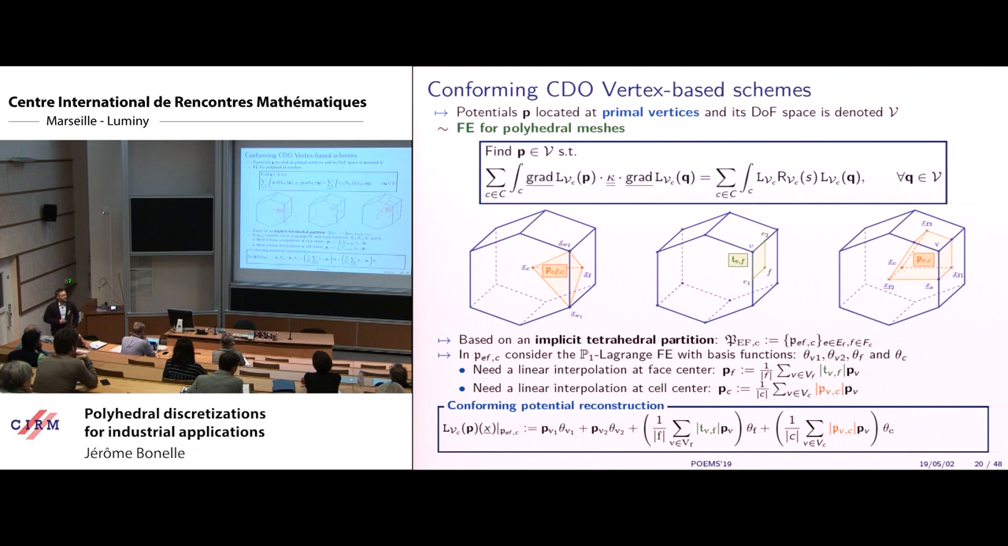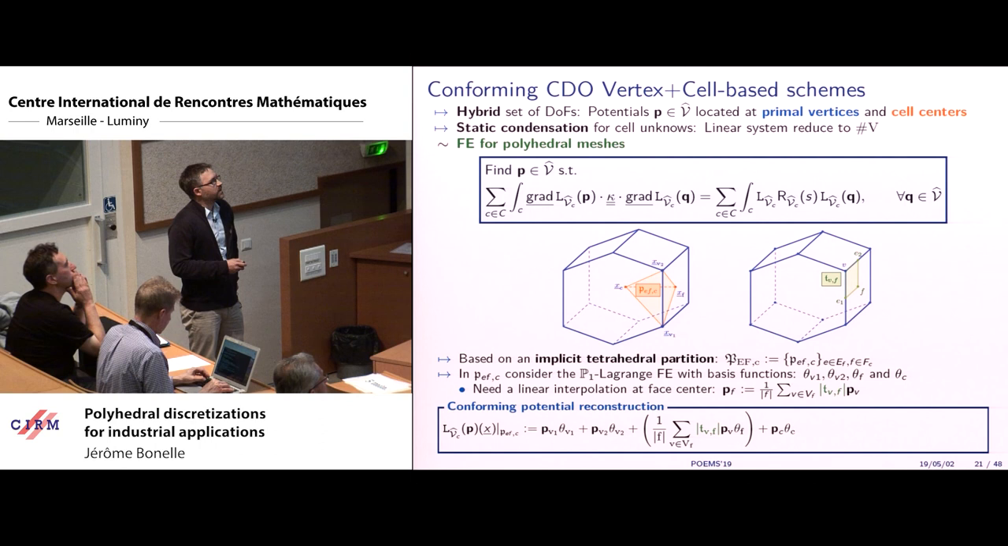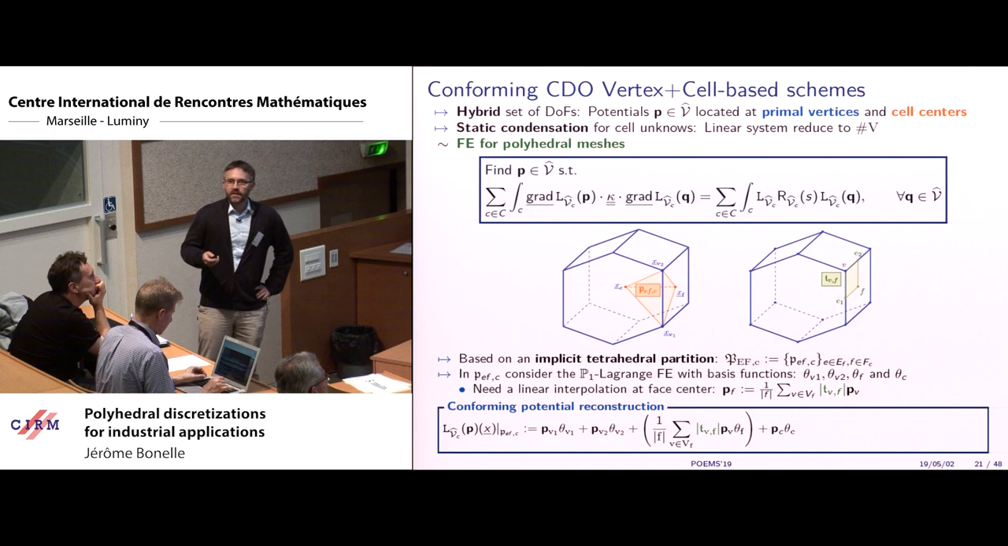In the case of vertex-plus-cell, this is quite similar, but we do not need to interpolate the cell unknown. It is a degree of freedom. We keep the same interpolation, and we use this conforming reconstruction, and we can also use static condensation, and at the end, we have only a system on vertices.